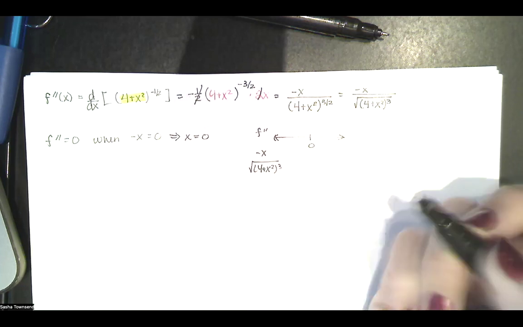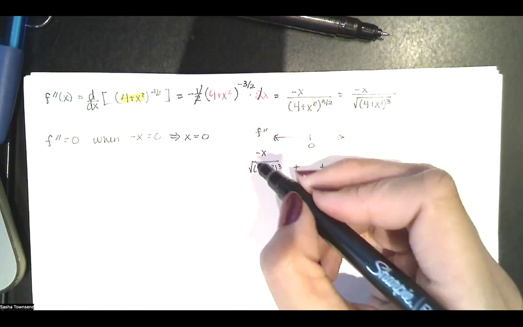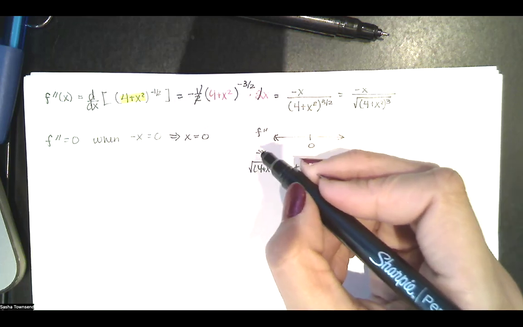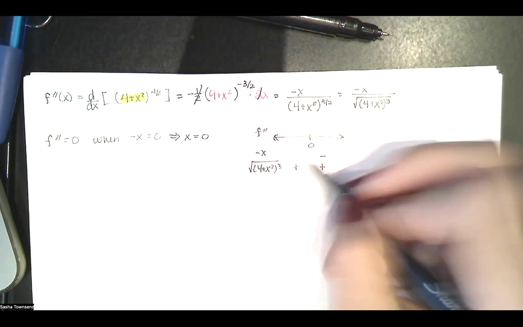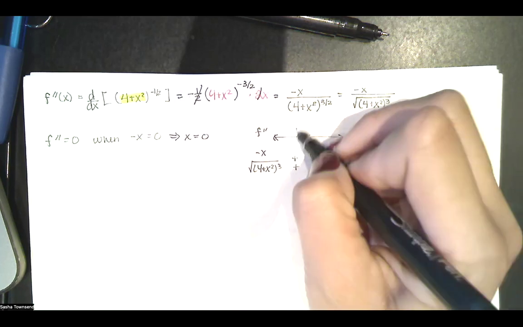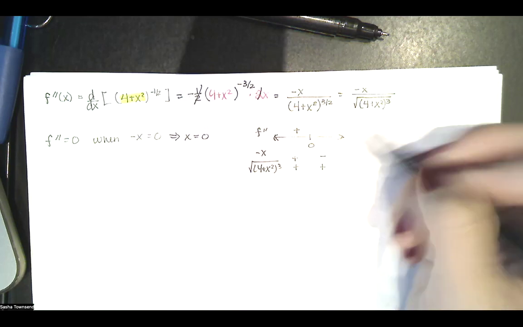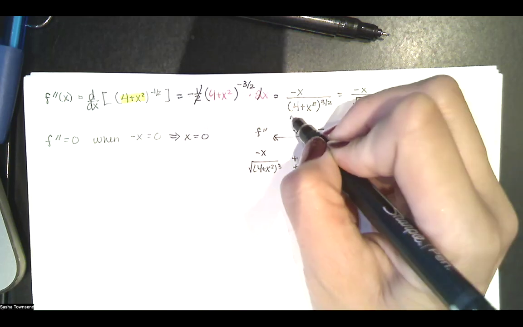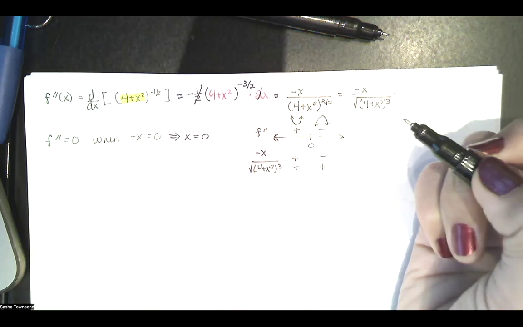And this expression is always positive. It doesn't matter what x is, it's going to be positive. Now, when x is positive here, we have a positive number times a negative, so we're going to get a negative. And when x is negative, we have a negative times a negative, which is positive. So f double prime is a positive divided by a positive, which is positive, on this interval. And then it's a negative divided by a positive, which is negative. So the graph is going to be concave upward here and concave downward here.